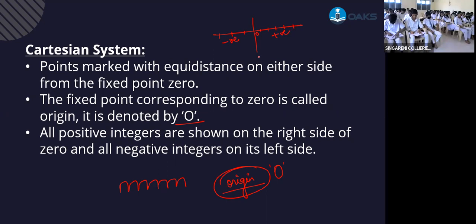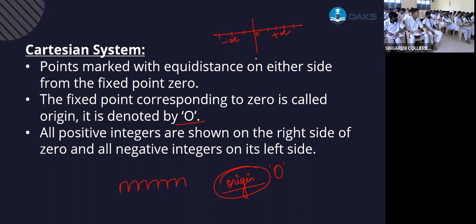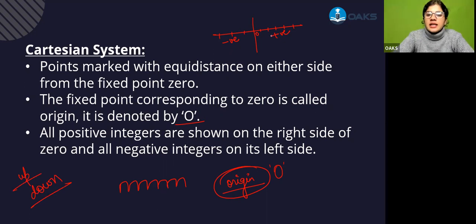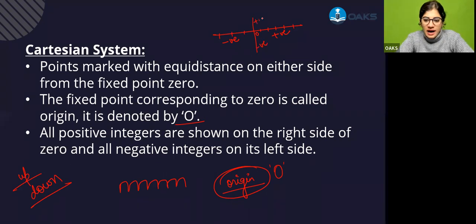So on the y-axis, where are the negative points? Up or down? Up or down? Yes, down is negative and up is positive. So I hope that everybody remembers these points, right? So points marked are equidistant. The fixed point is known as origin, and all positive and negative are on the right and the left side of the origin. So we are taking origin as our reference point. So let's see this thing here.